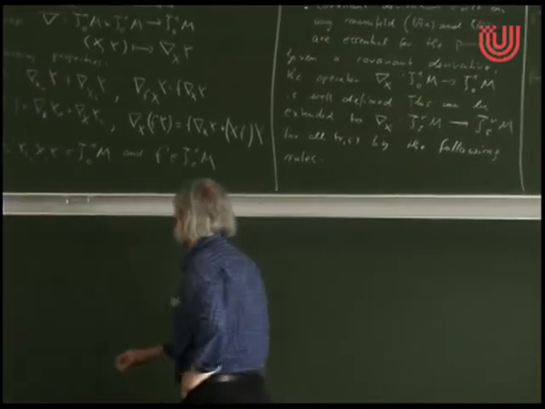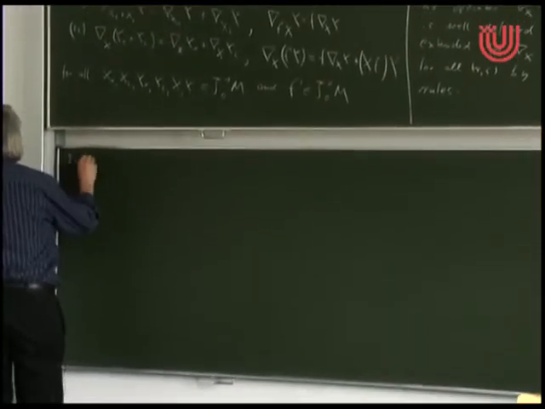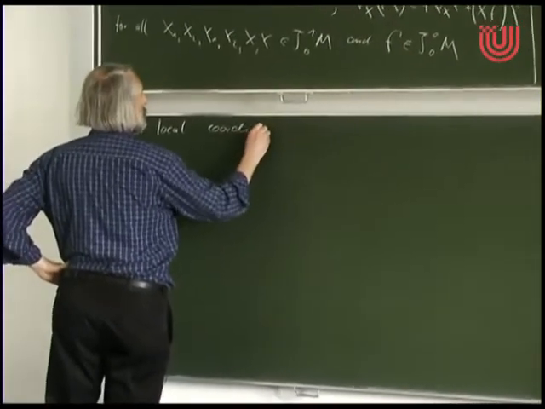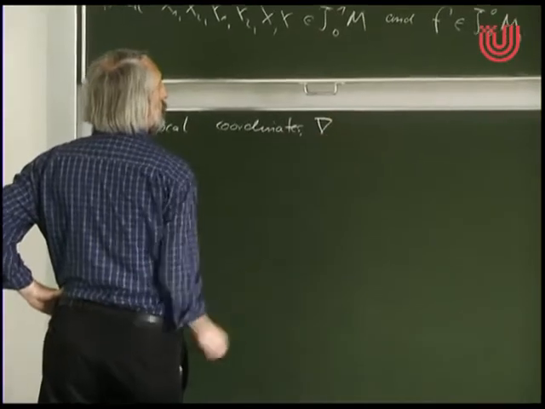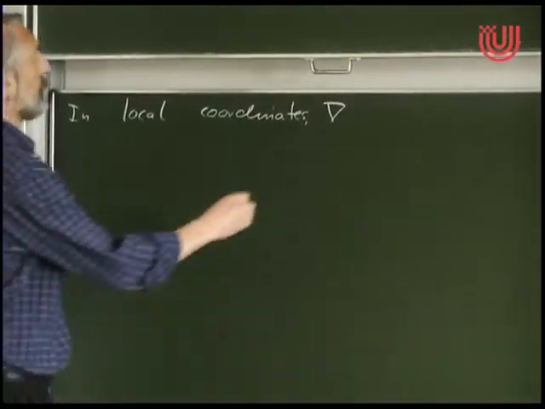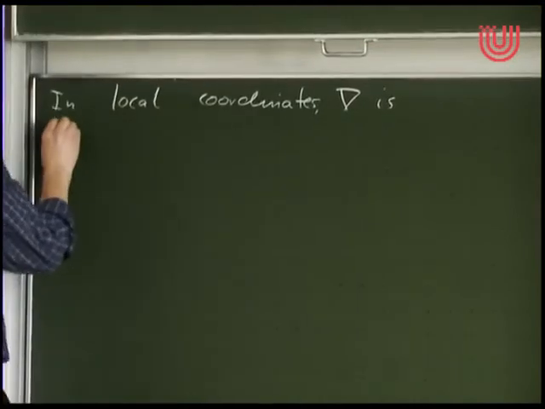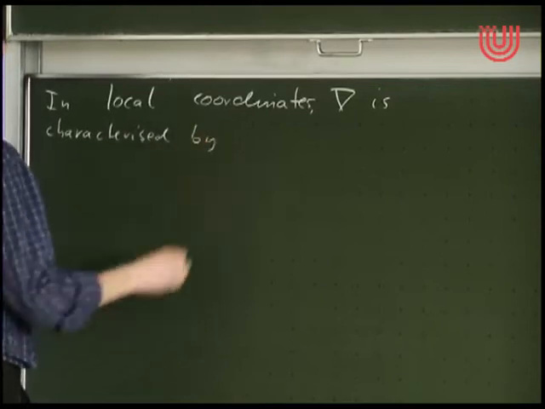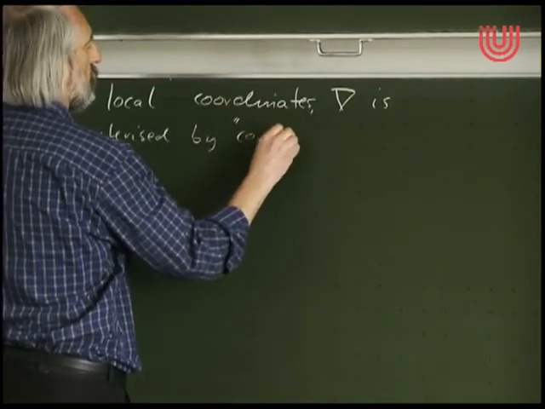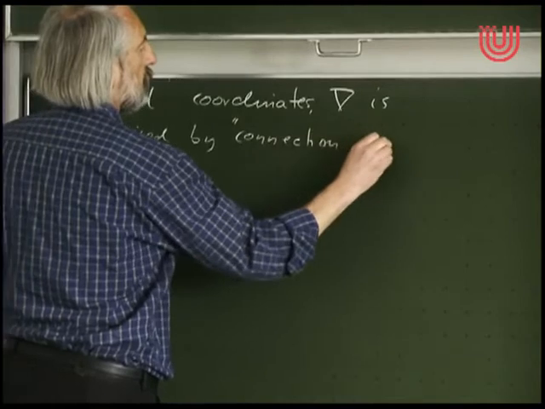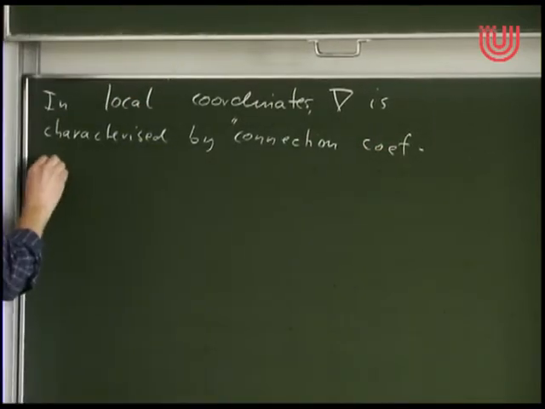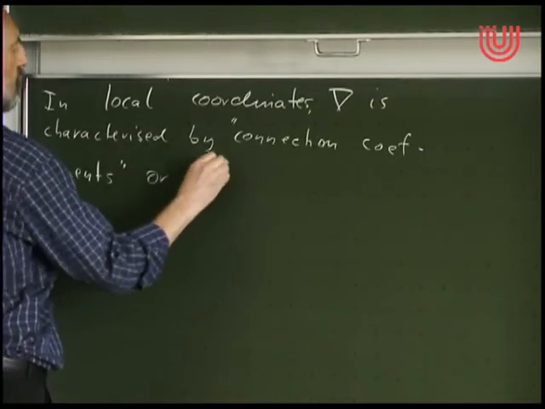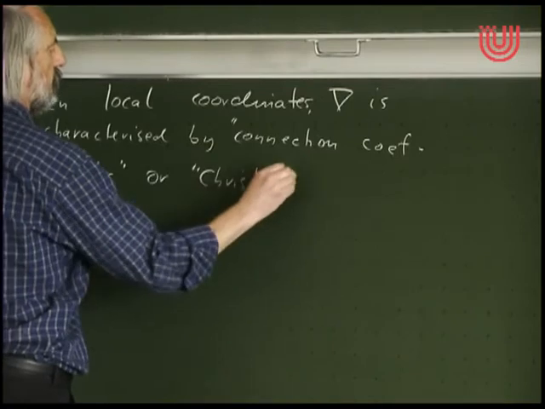Okay, so in local coordinates, such an operator, if we have such a covariant derivative, is characterized by what some people call the connection coefficients. Or more commonly, it is called Christoffel symbols, after the person who introduced it.